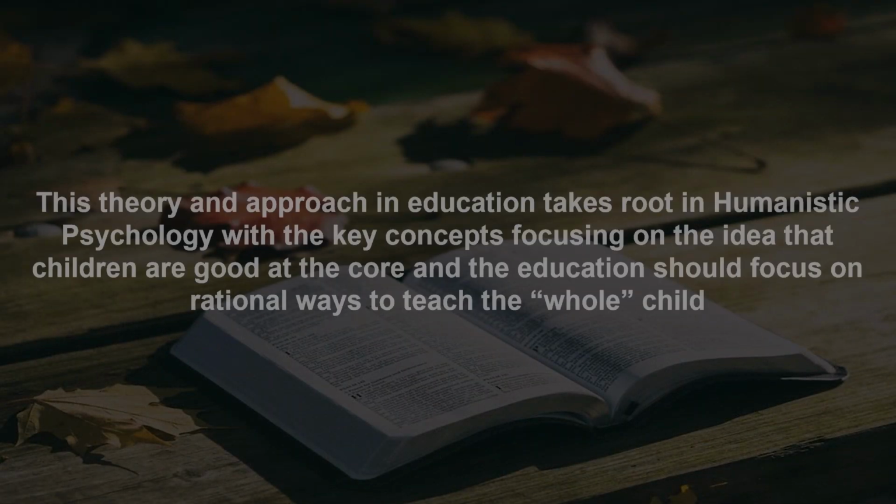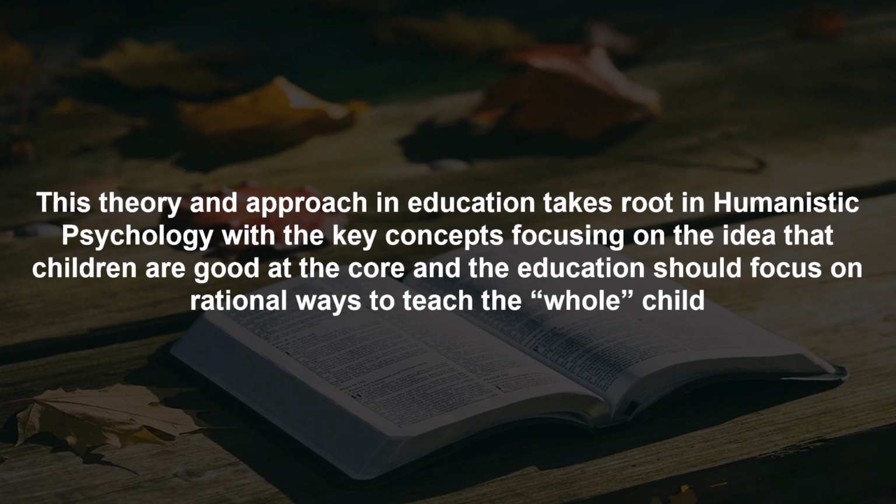Now, this theory, that is humanistic perspective in education, takes root in humanistic psychology, with the key concepts focusing on the idea that all children are inherently good. And education should focus on rational ways to teach the whole child. According to this theory, the student is the authority on how they learn. That means we're talking about child-centered education.